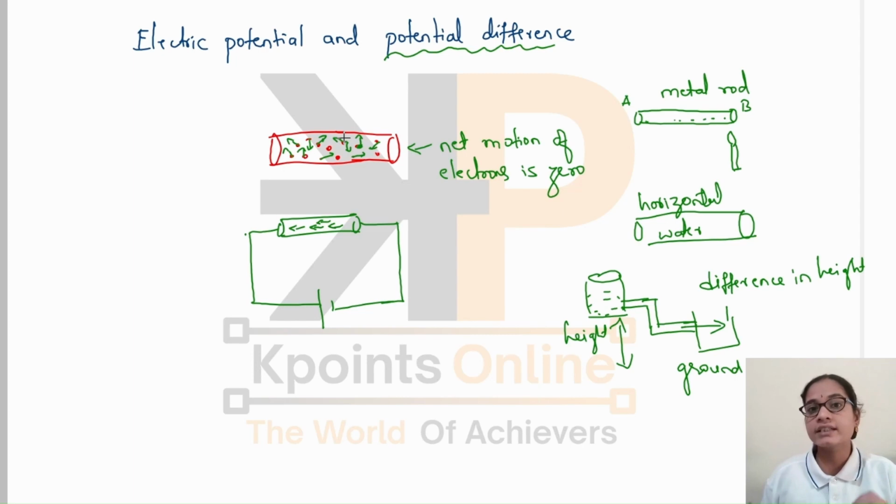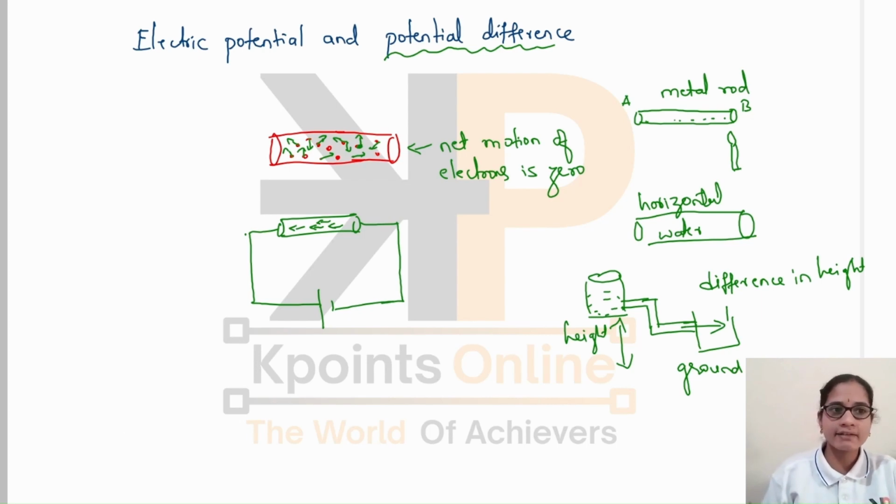Now we can define the potential difference. What do we mean by potential difference? It is the work done. It is defined as work done in moving unit positive charge from one point to another. So now we have understood that work needs to be done in order to cause the flow of electric current, so that it will create the potential difference and cause the electric current to flow.